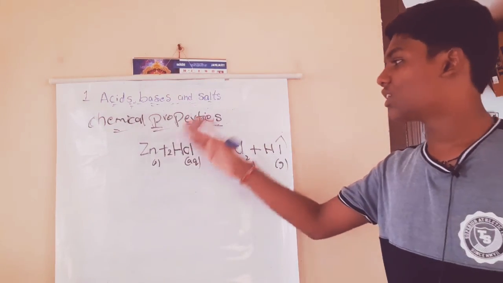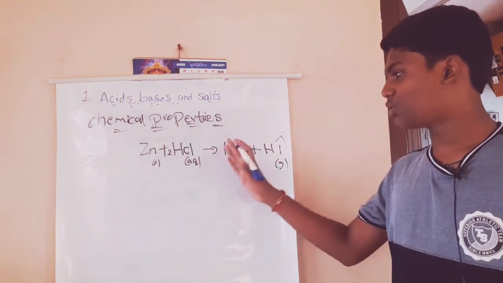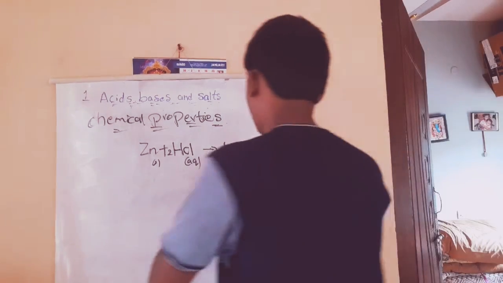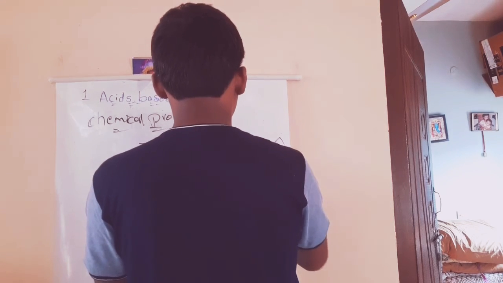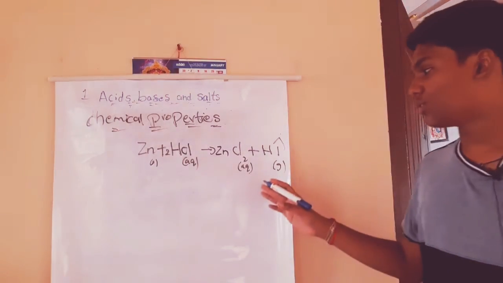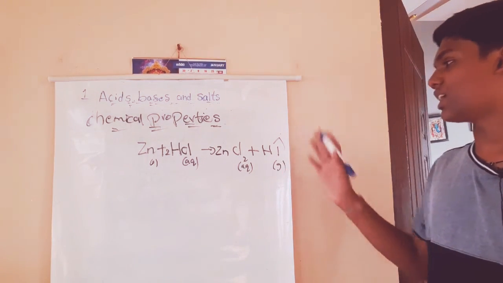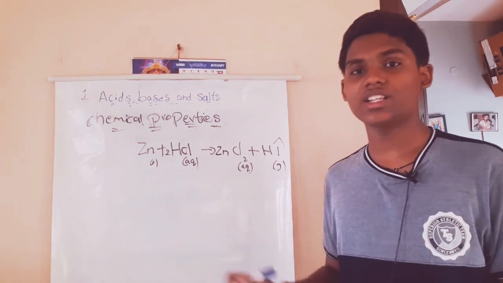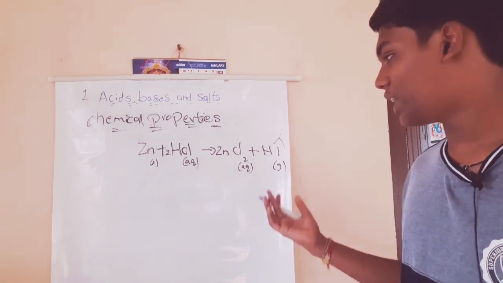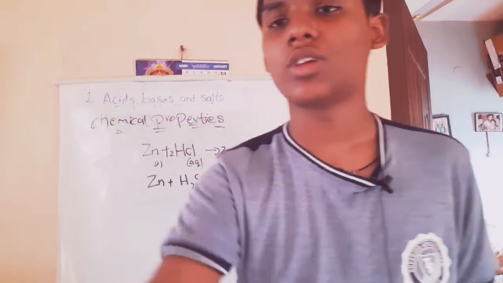Zinc granules react with hydrochloric acid to form salt, ZnCl2, and liberate hydrogen gas. Here ZnCl2 is a salt. Okay, this is one of the examples. Now let us see another example.